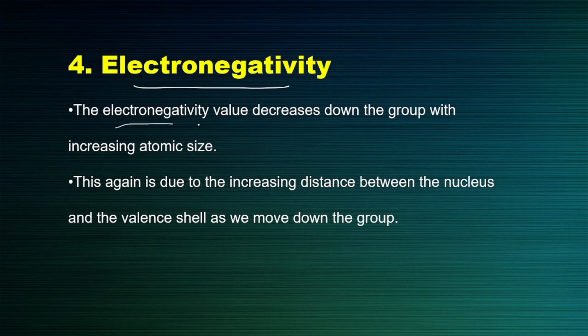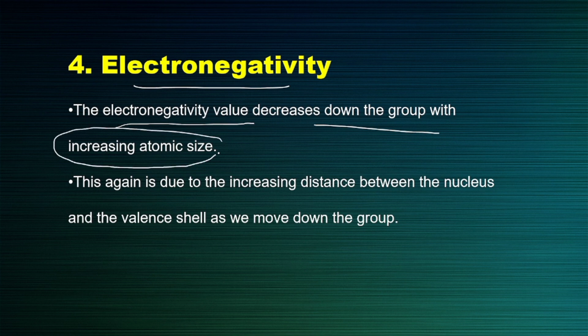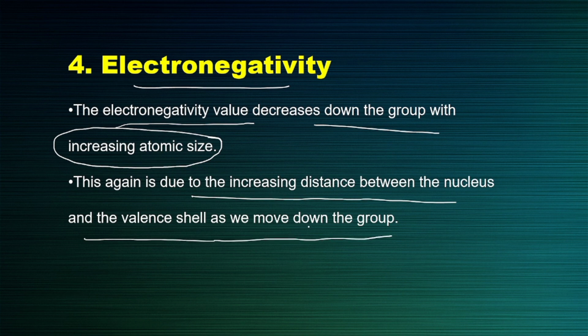The last property was electronegativity. The electronegativity value decreases down the group with increasing atomic size. This is due to the increasing distance between the nucleus and the valence shell as we move down the group. These are the four main properties that we discussed.